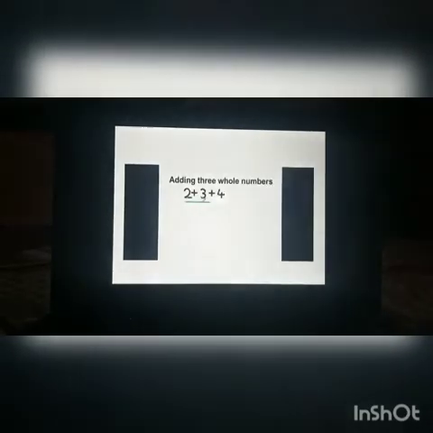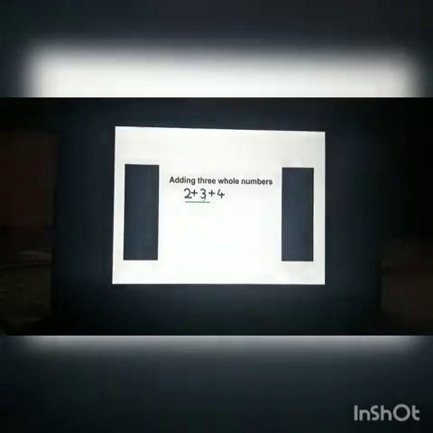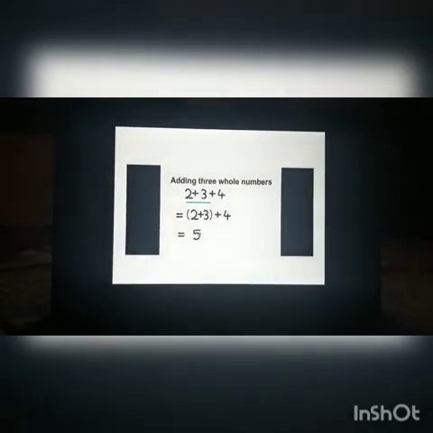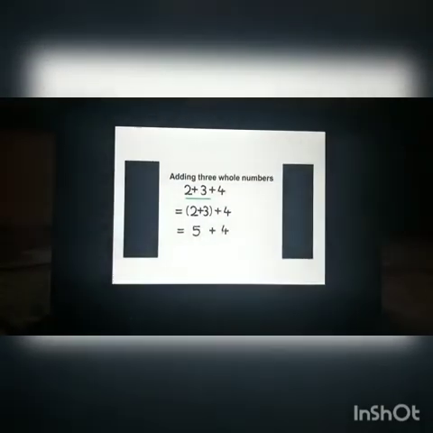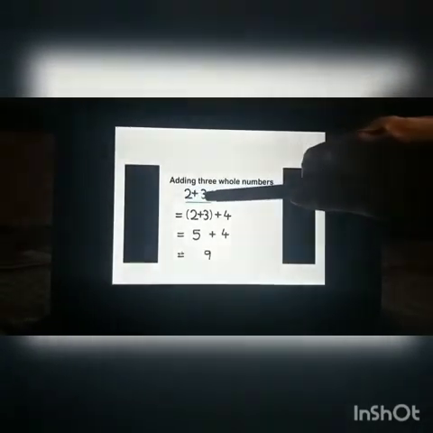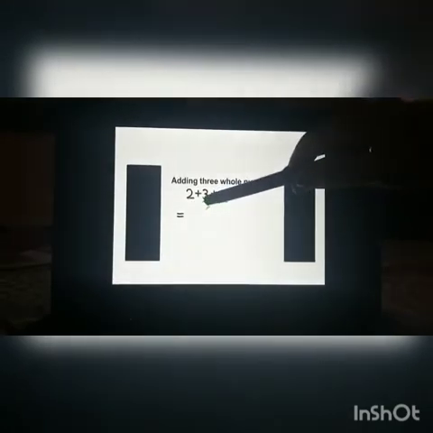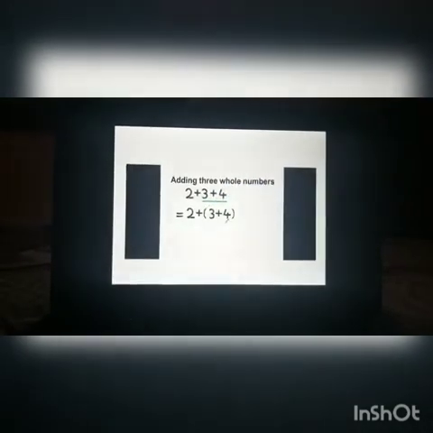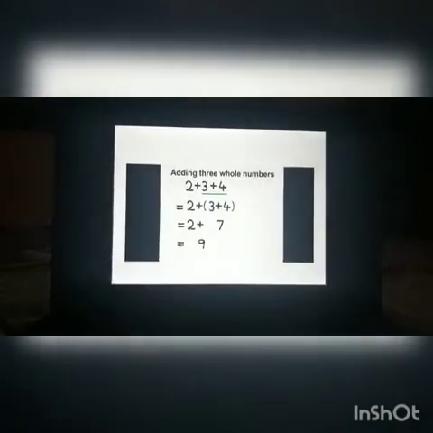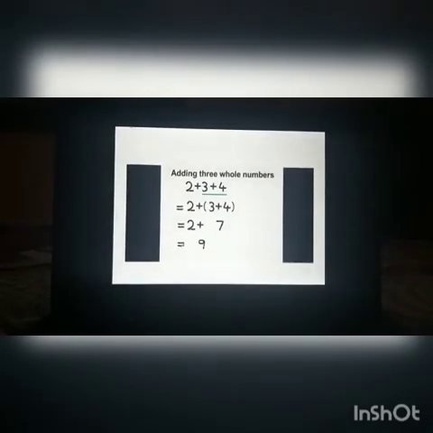So first of all, I'll make the group of first and second number. Here group is made. Now 2 plus 3 is 5 and 5 plus 4 is 9. So after adding these three numbers by making the group of first and second number, you will get the answer as 9. Now I will make the group of last two numbers. Now the group of 3 and 4. 3 plus 4 is 7 and 7 plus 2 is again 9. So in both the cases the answer is 9.